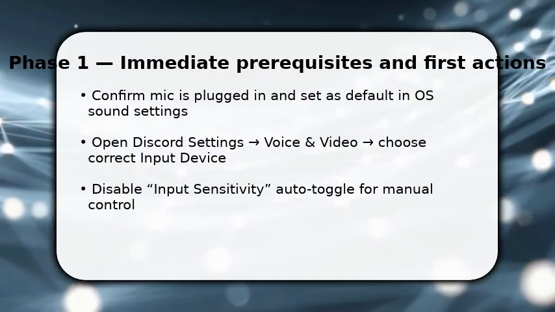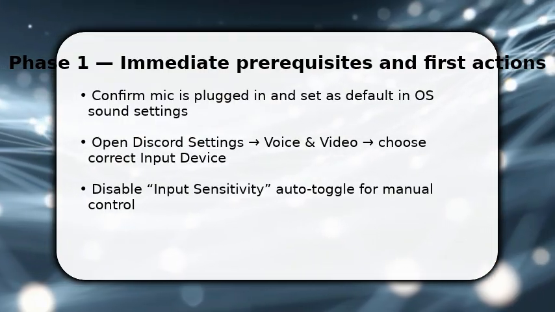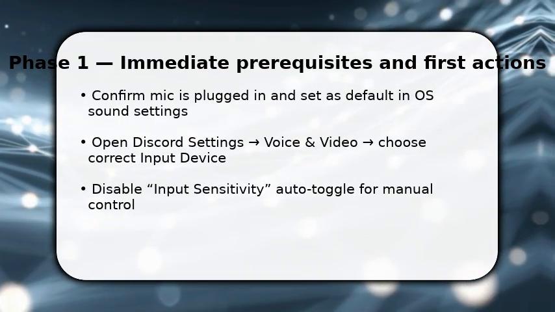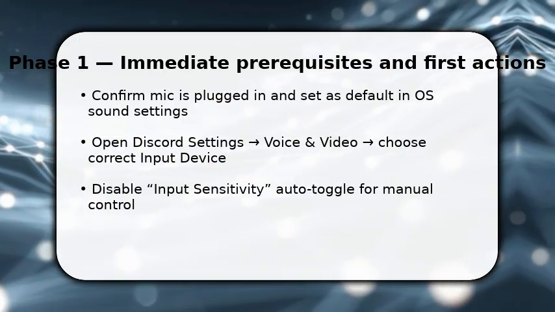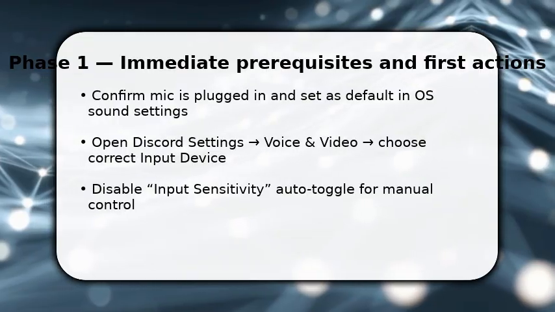You need working hardware first. Plug in the mic, then set it as your default in the operating system. This avoids device conflicts. Open Discord, go to Settings, then Voice and Video, and select your input device explicitly.